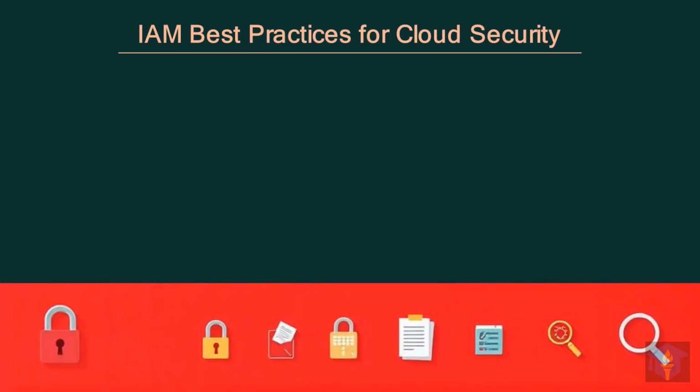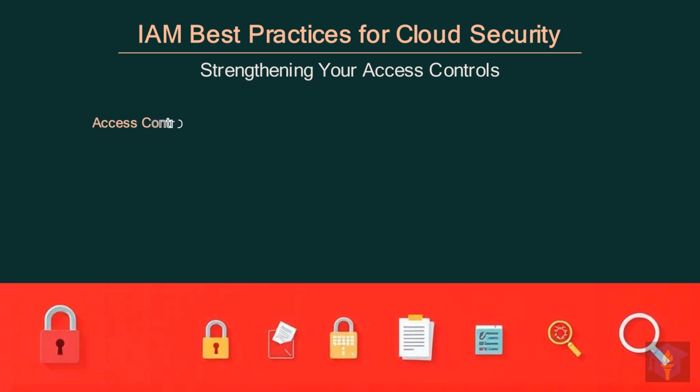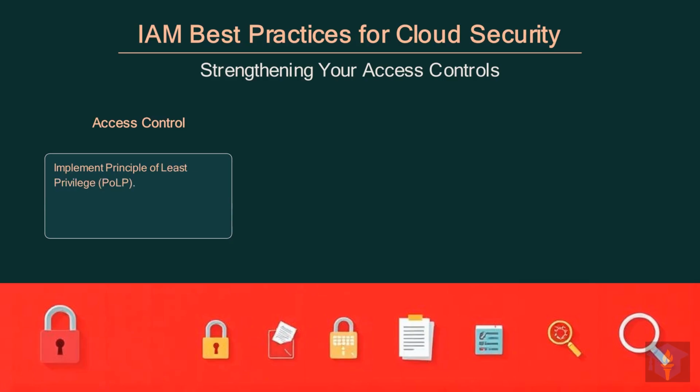Let's discuss some essential IAM best practices to significantly enhance your cloud security posture. These practices are crucial for strengthening your access controls and protecting your valuable cloud resources effectively. Focusing on access control, we need to implement smart strategies for user permissions. Always implement the principle of least privilege, granting users only the minimum access they need. Enforce multi-factor authentication for everyone, adding an essential layer of security to all accounts.